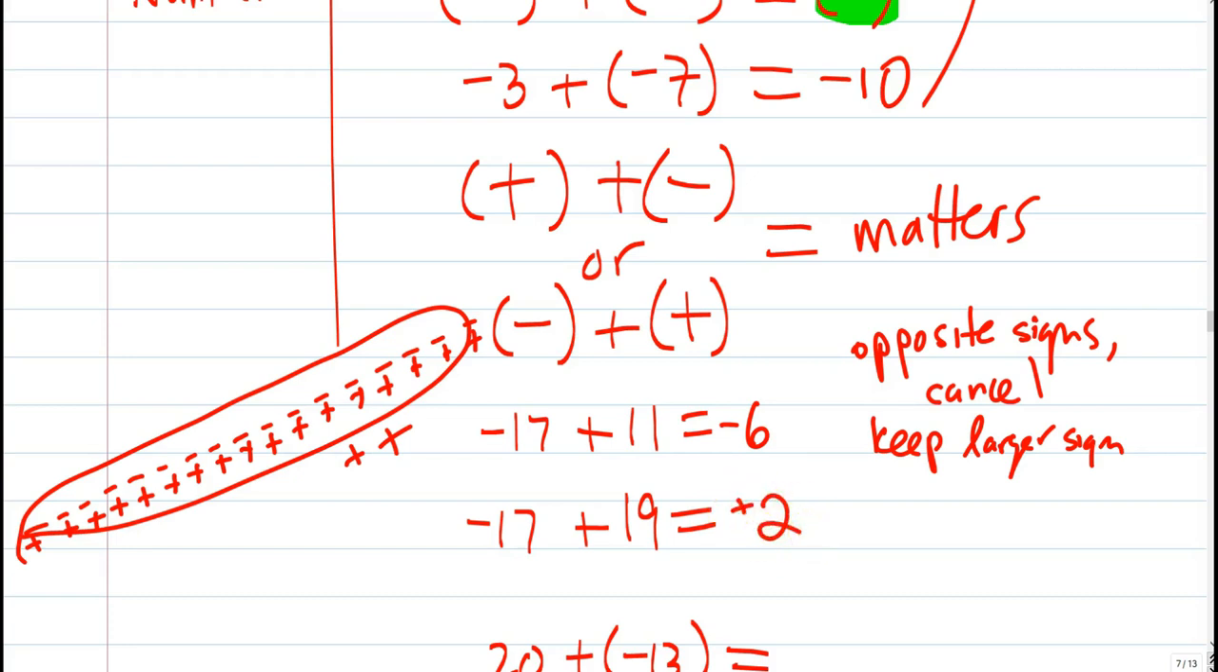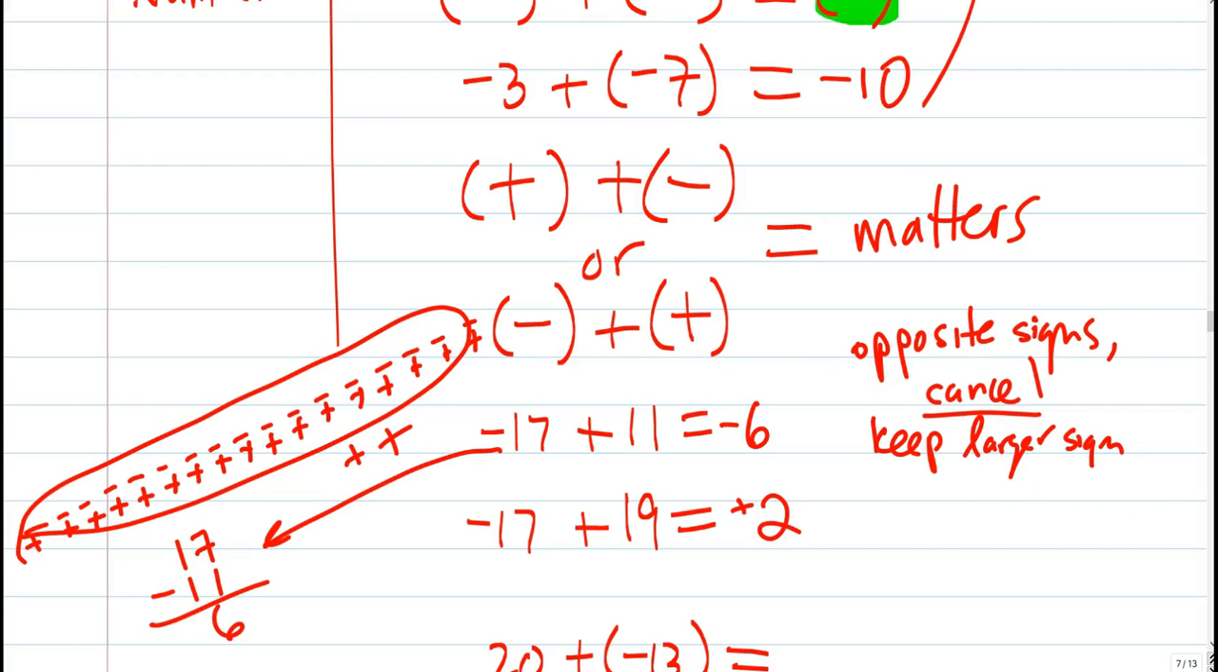So all we really need to do is actually kind of subtract. When we cancel, we are subtracting. I really would just take this, and we take the larger number minus the smaller number, and I'm left with 6. That's what canceling is. What you have to remember is to keep the larger sign. Why? Because even though I'm subtracting these, I'm canceling them. I'm left with not 6 positives, but 6 negatives.